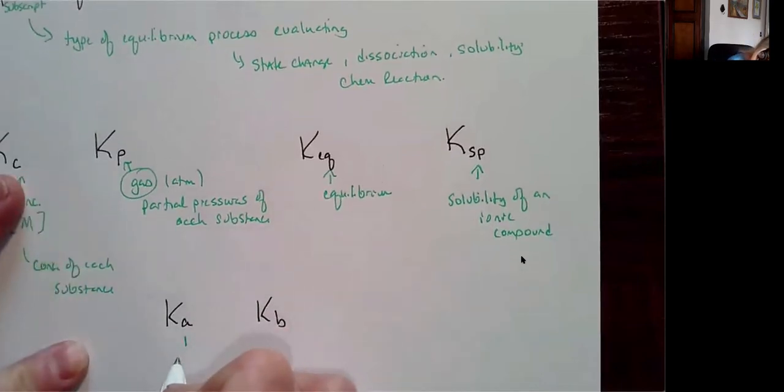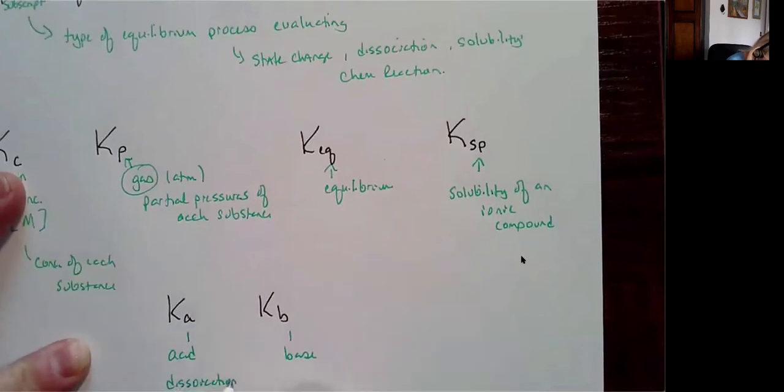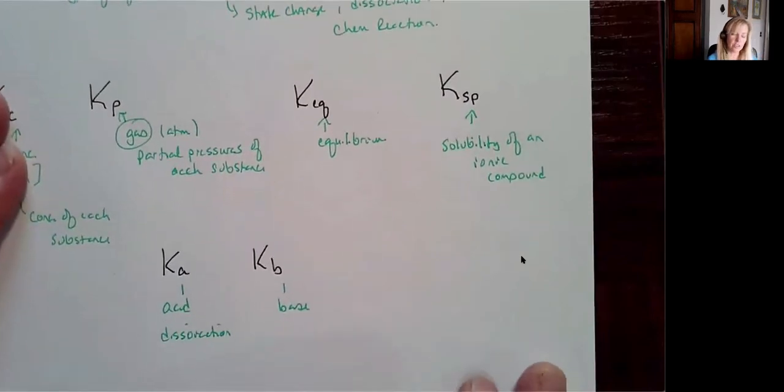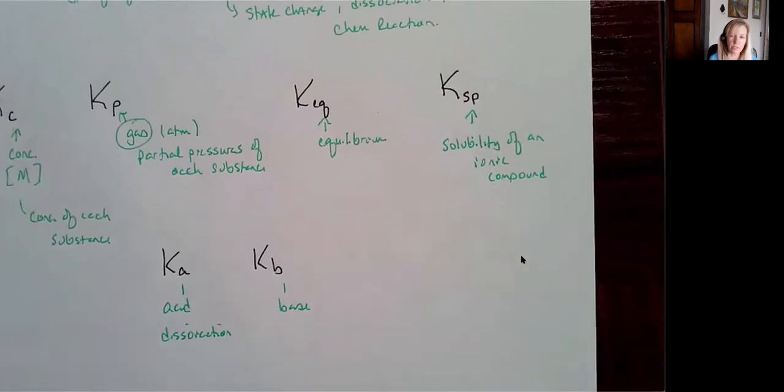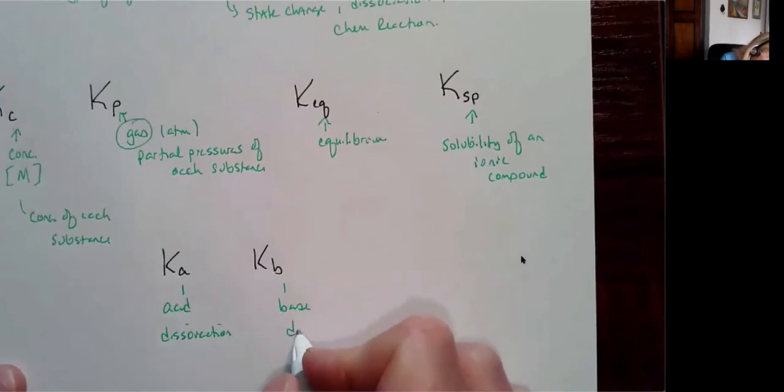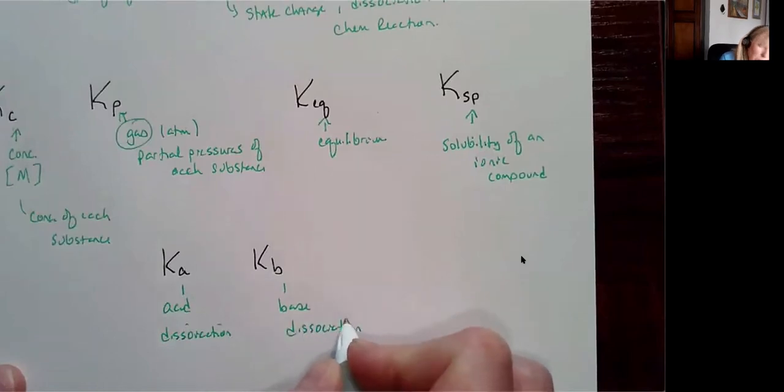This means I have an acid, and this is a base. And these are my dissociations. So I have some acid that's breaking apart into a hydrogen ion and an anion, or I have a base that's breaking apart into hydroxide ion, so base dissociation. Those are all equilibrium scenarios.